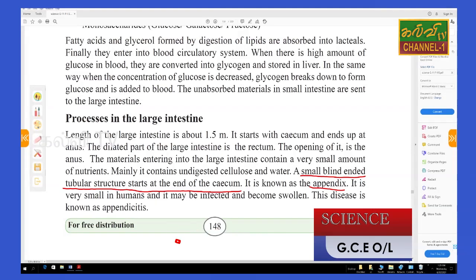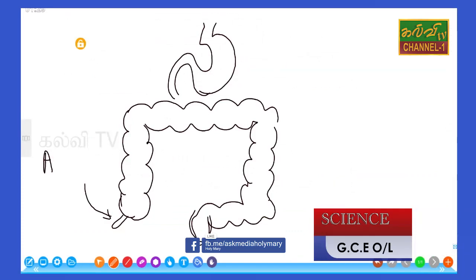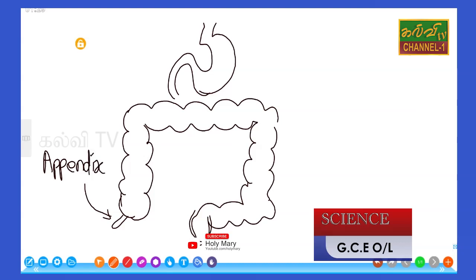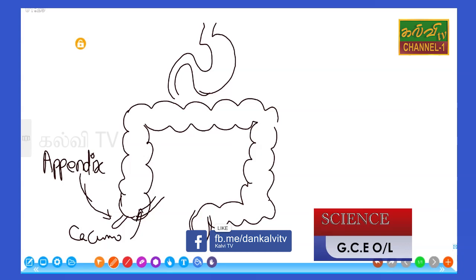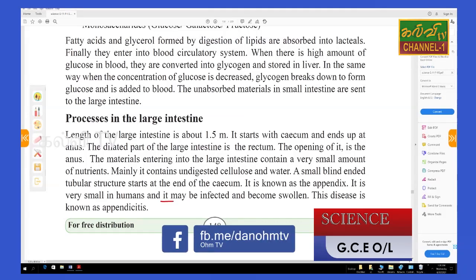What is the appendix? It is here, this is the appendix. The caecum, part of the caecum is here. This is blind, they said, blind ended. It is known as the appendix. It is very small in humans, and it may become infected and swollen. This disease is known as appendicitis.